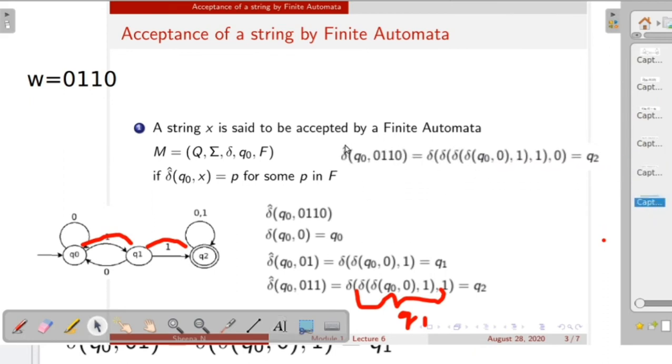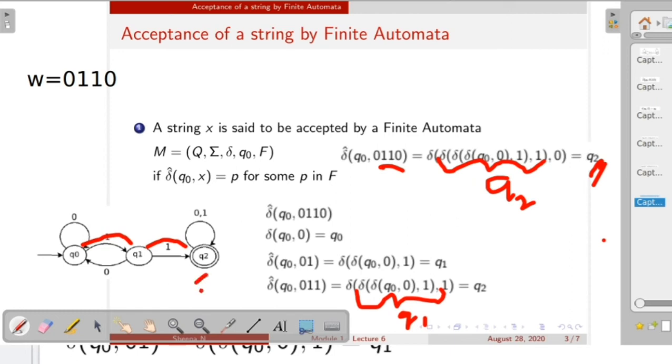Okay, delta cap of q0, 0110 is equal to delta of q0, 0110. That means, you know, 011 is equal to delta of q0, 011. This one is equal to q2. Then from the state q2, it reads the input symbol 0 and you get q2. So we process the entire string 0110 here. Okay, you get the output q2.